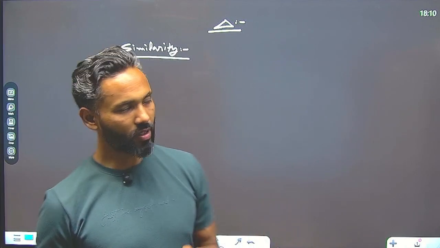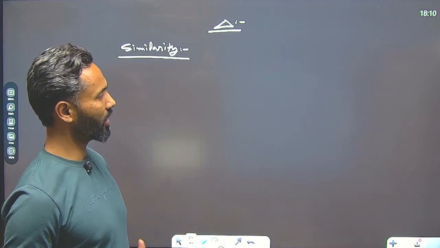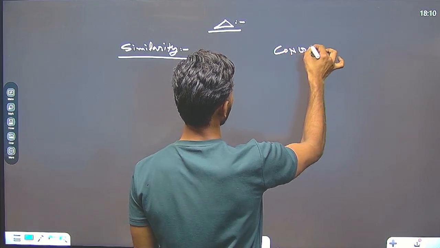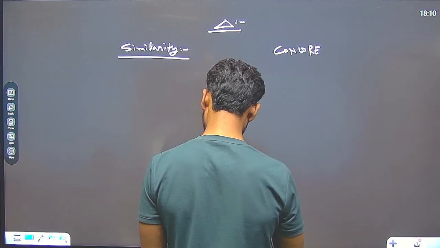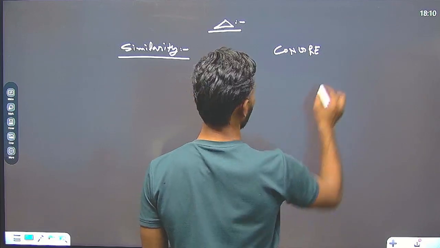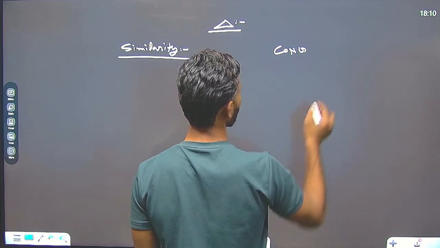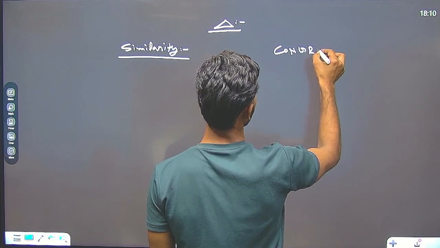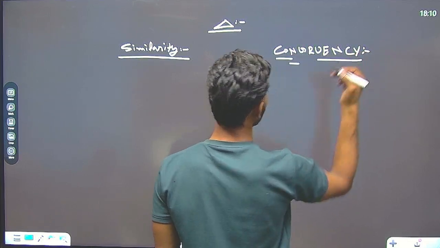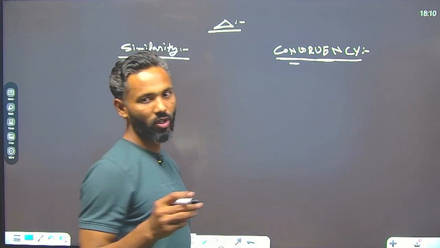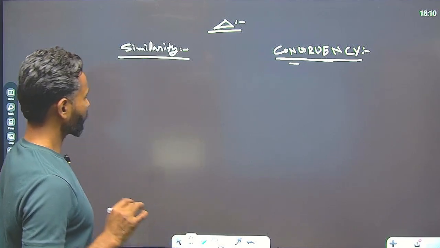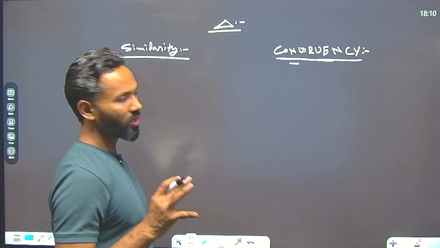Okay. So firstly, we will discuss what similarity is and what congruency is. Understand that? We need to know the exact things about this. So firstly, we will discuss the difference between similarity and congruency. What is similarity and what is congruency? We have to discuss that at first. Okay. So, congruency, what is congruency?